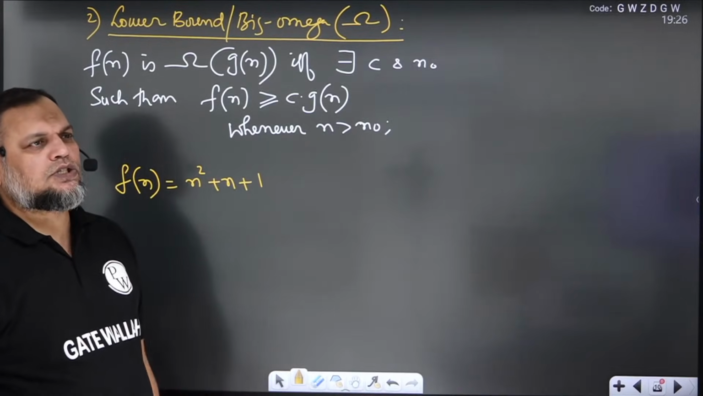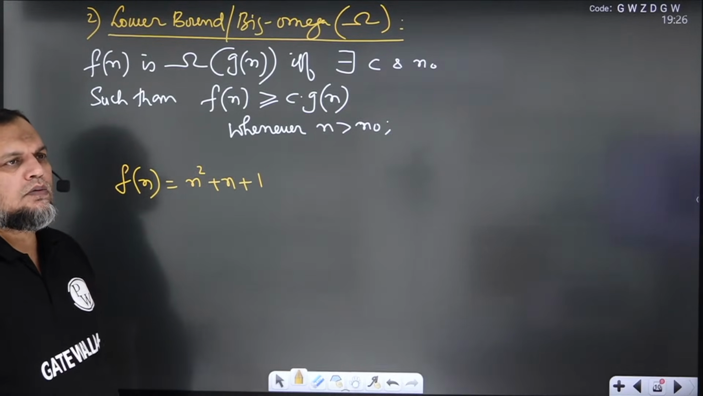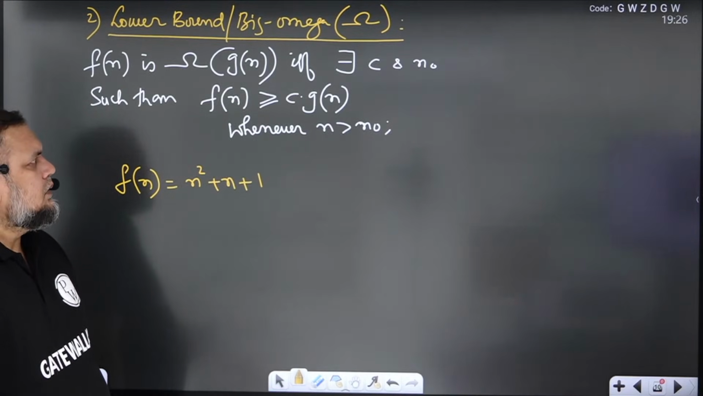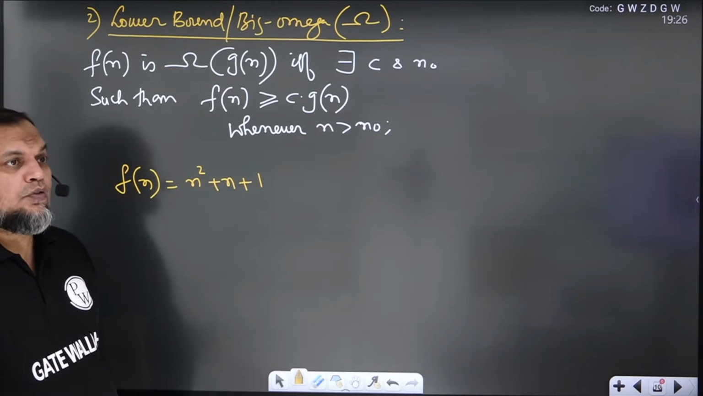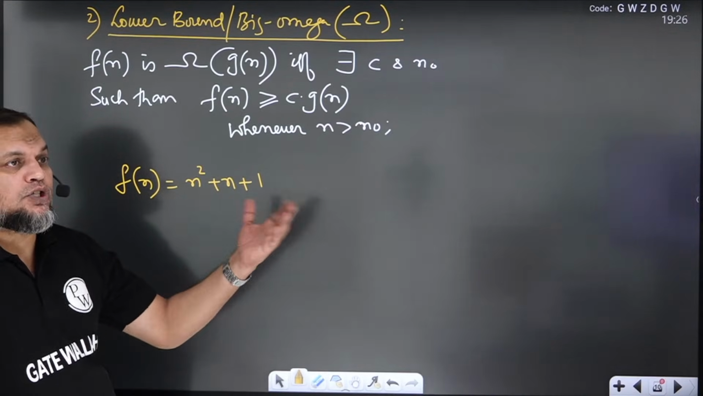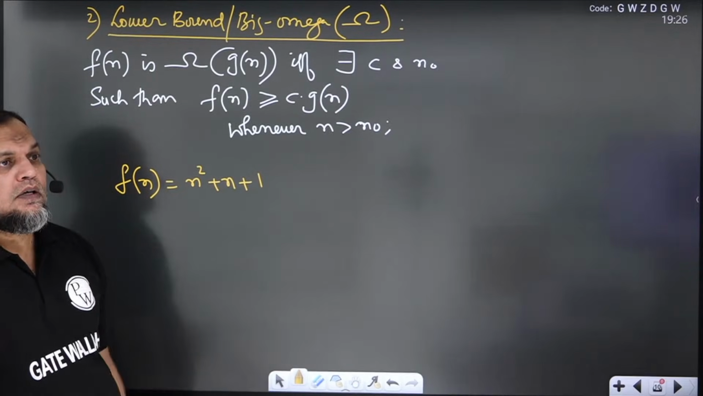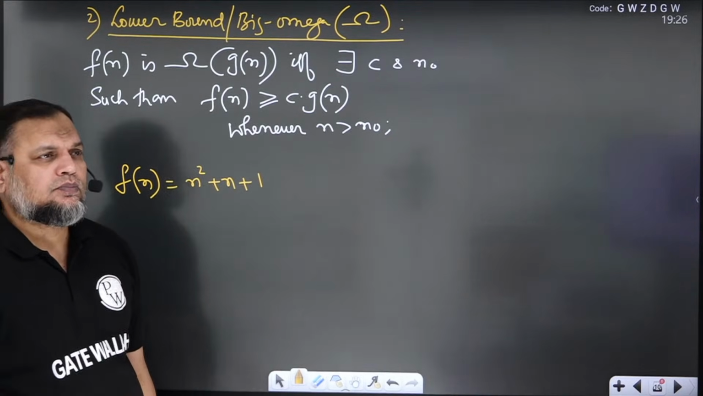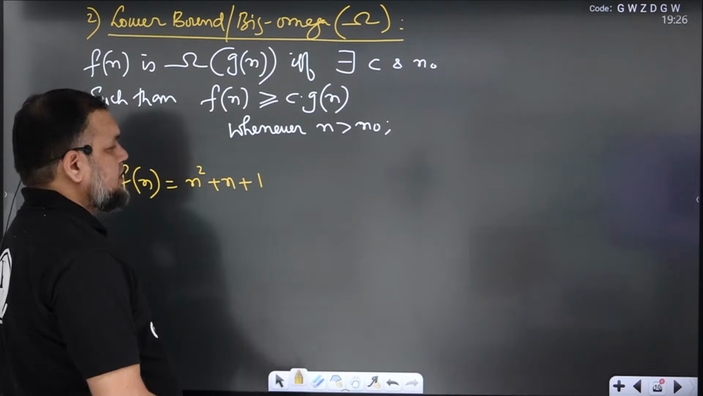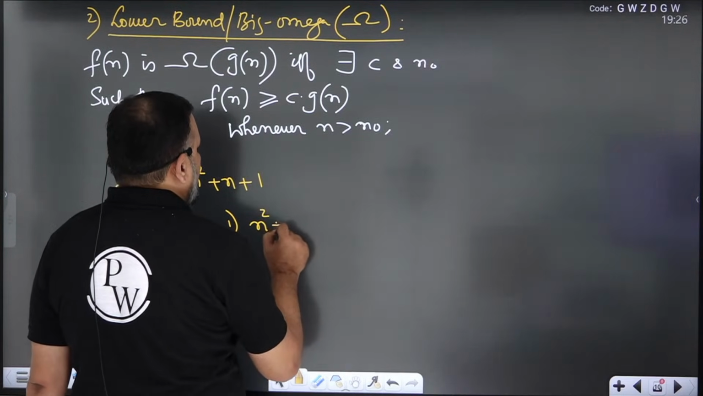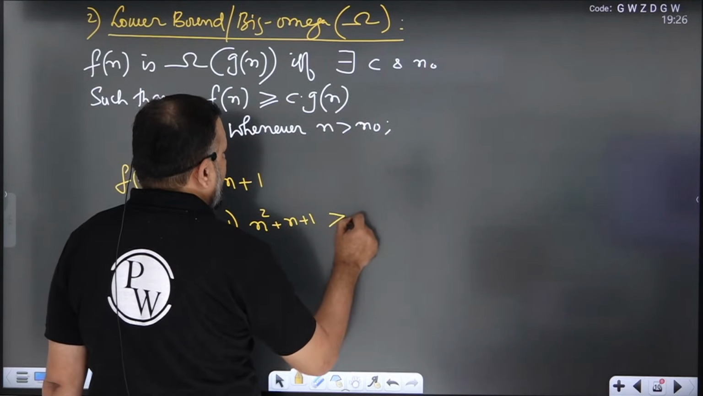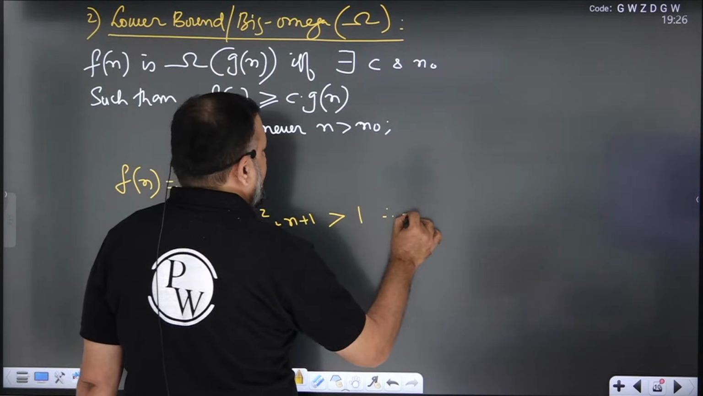Neha Mishra is saying n square. Satyam Binayak is saying n. Shifu Qadir is saying 1. All are correct. Please observe, same point. First I can say that n square plus n plus 1 is definitely greater than 1. Therefore, this is omega of 1.